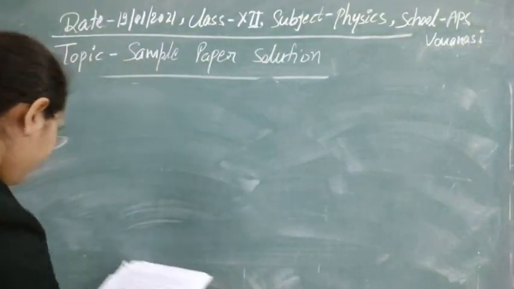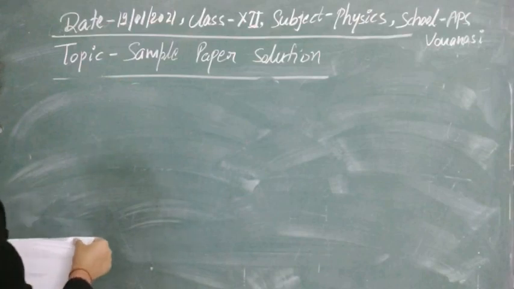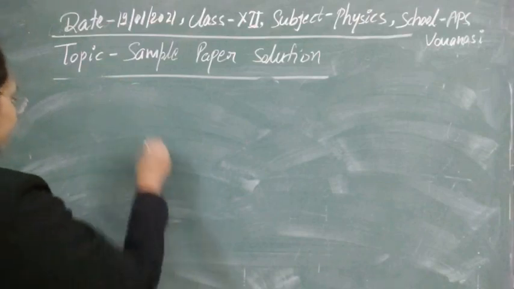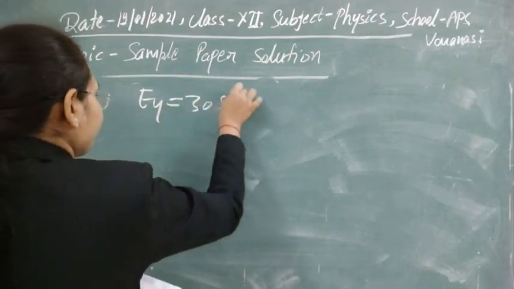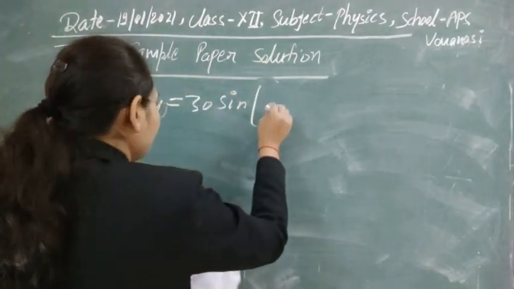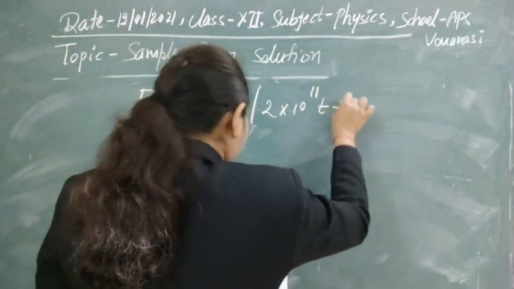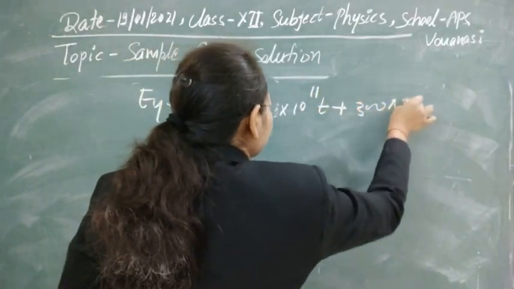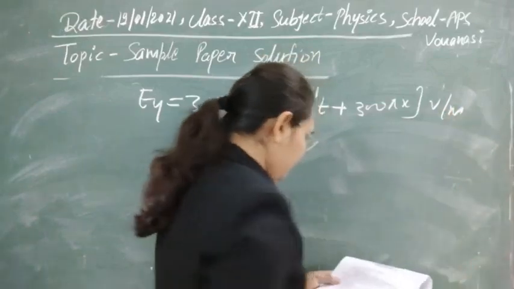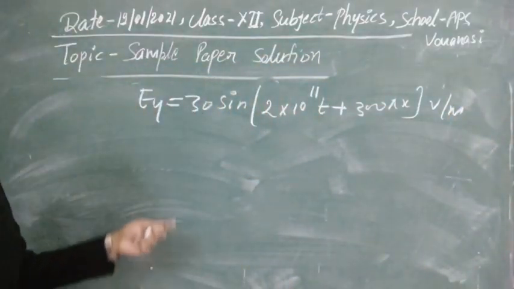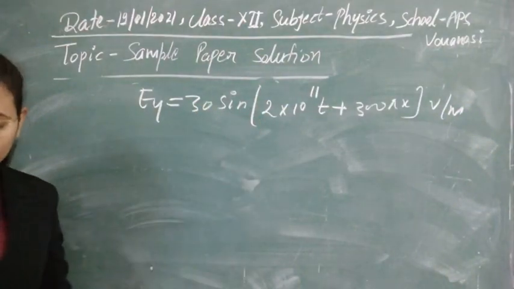So the question is: given the oscillating electric field Ey equal to 30 sine(2 × 10^11 t + 300 pi x) volt per meter. It is given that the electric field is in this form. This is an oscillating electric field, obviously.